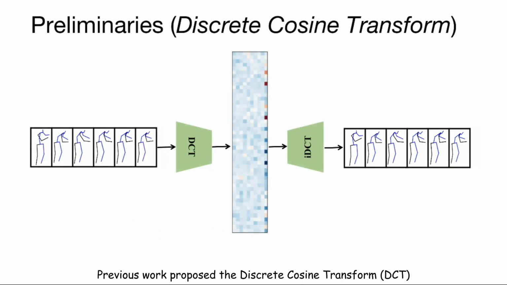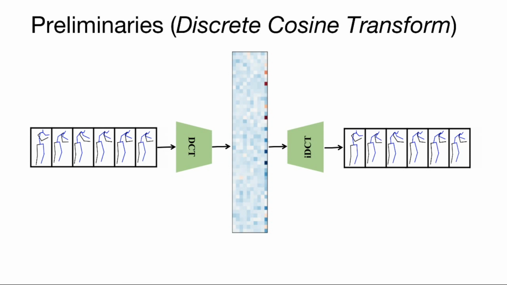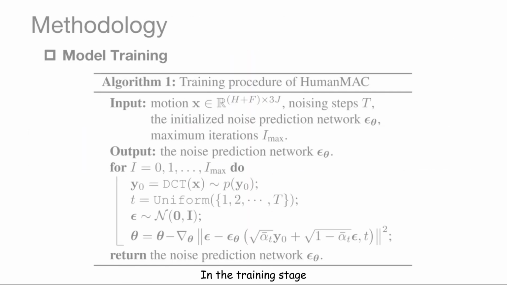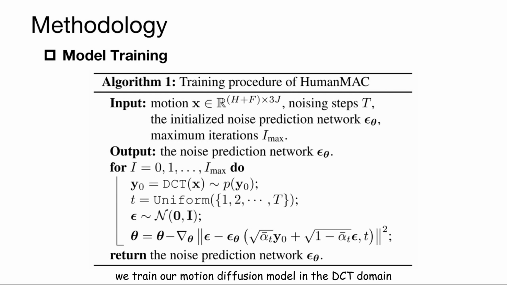Previous work proposed the discrete cosine transform, DCT, to predict and generate human motions. The DCT operation extracts both current and periodic temporal properties from the motion sequence, which is beneficial for obtaining continuous motions. Therefore, we train our model with DCT. In the training stage, we train our motion diffusion model in the DCT domain. We train our proposed noise prediction network, translinear, with only the noise prediction loss.